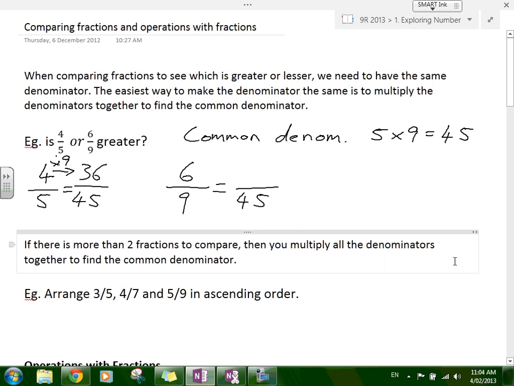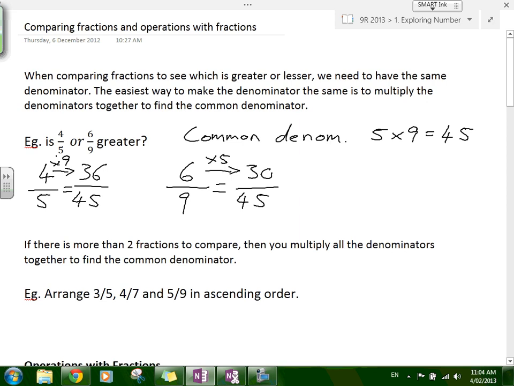Charmaine, you're saying how do you get from 9 to 45? 5. So what would we have to do with the numerator? Times it by 5. So we times the 6 by 5, and we get 30 over 45. Which is greater, 4/5 or 6 over 9? 4/5. Why is that? Good, exactly. 36 over 45 is greater than 30 over 45. Therefore, we can say that 4/5 is greater than 6 over 9. Any questions?